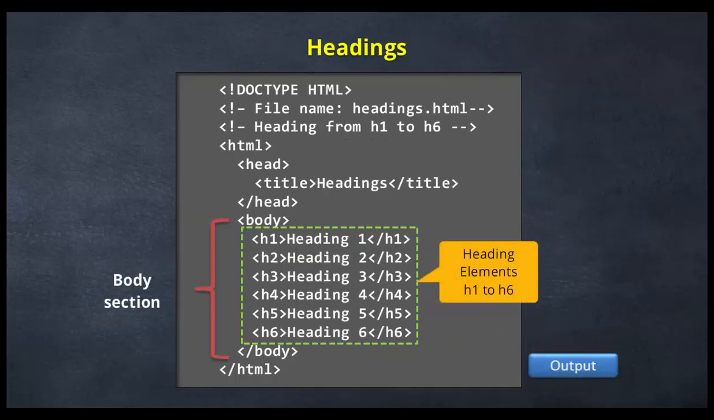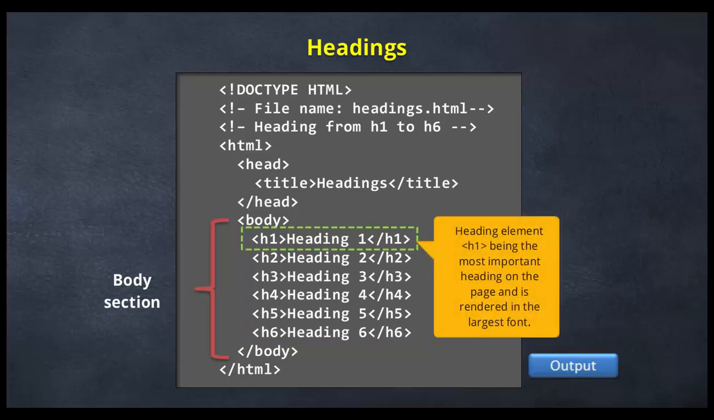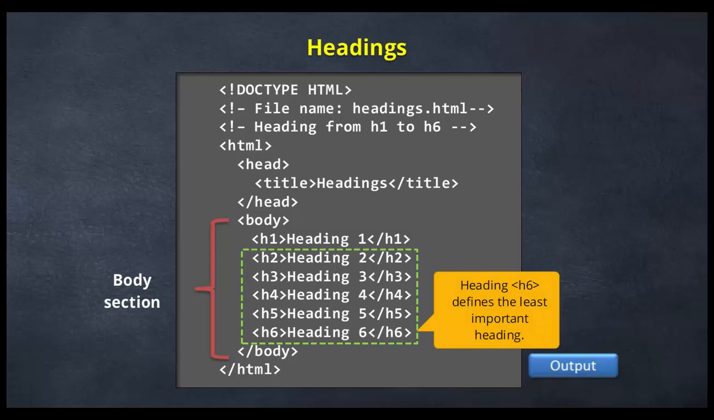Headings are defined with the H1 to H6 elements in HTML. Heading element H1 is the most important heading on the page and is rendered in the largest font. Each progressive heading element, for example, H2, H3, H4, and so on, is rendered in a step-by-step smaller text style. Heading H6 defines the least important heading.